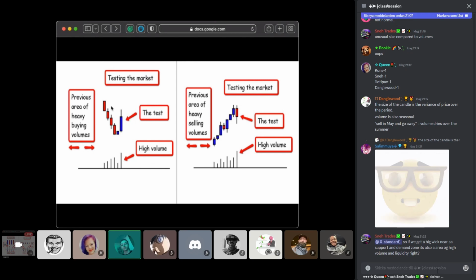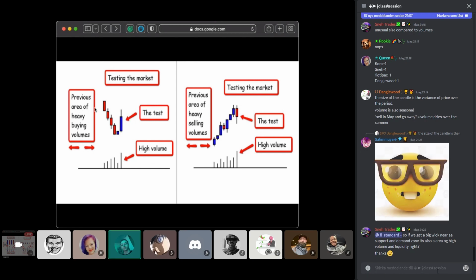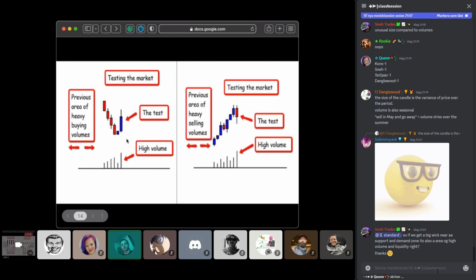So next here, this is similar to what we were just going over. However, this is like the next step of true candles. By the way, this is from Anna Cooling. She messed up by saying areas of high selling volumes. These arrows should be up here. Imagine the high selling volume would be up here. So anyways, yes, you're testing the market. Imagine the demand zone is down here. Imagine this is where you'd expect volume to be a lot of buyers.